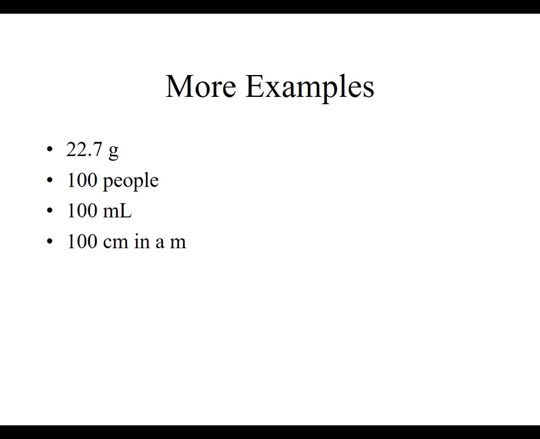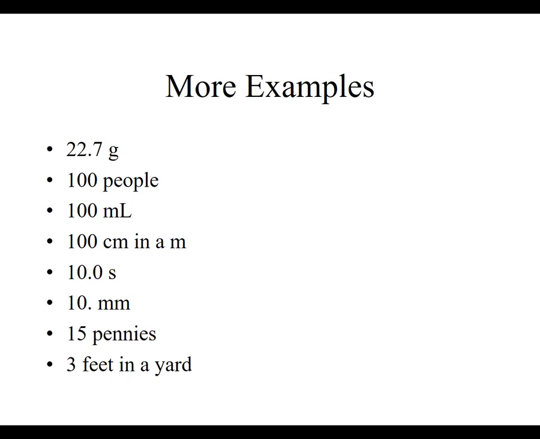Okay, so here's some more examples. So we'll talk about numbers used in various contexts. 22.7 grams, 100 people, 100 milliliters, 100 centimeters in a meter, 10.0 seconds, 10 decimal millimeters, 15 pennies, and 3 feet in a yard. Now, why don't you take a couple of minutes to write down your answers, what you think these are, before I reveal them. You can pause the video if I'm going too fast for you, and get your answers down. Then you can self-grade and see how well you're doing with this.